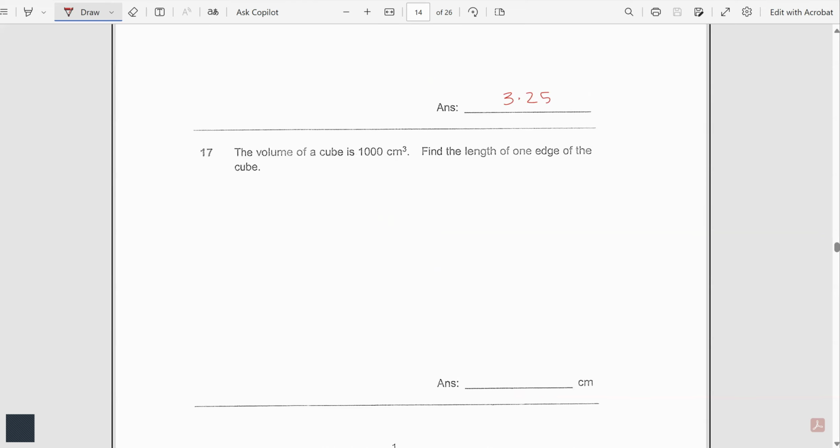Question 17, the volume of a cube is 1,000 cubic cm. Find the length of 1 edge of the cube. So I have a cube. The volume is 1,000, which means that length times breadth times height will give me 1,000. So for a cube, all the sides are the same. So you have to find what times what times what gives you 1,000, and that will be 10. So the length of 1 edge of the cube is just 10 cm.